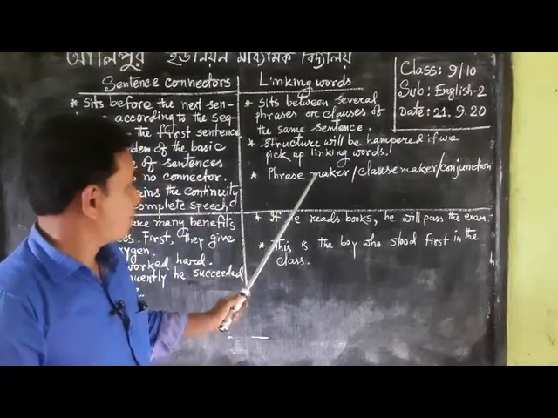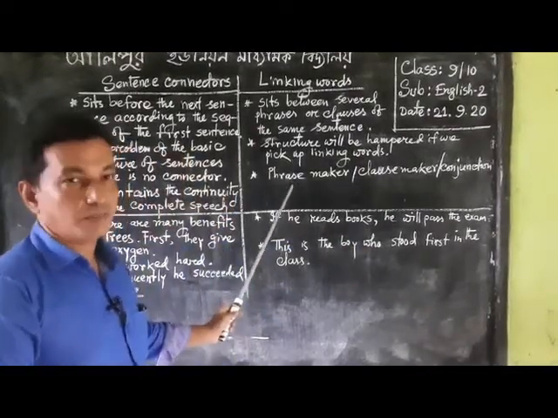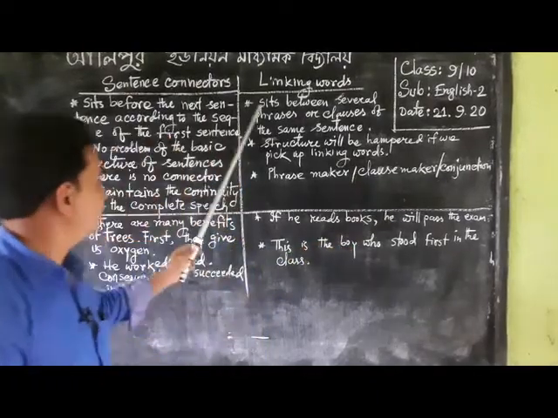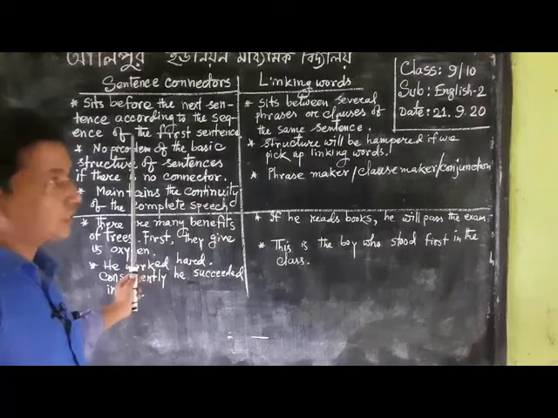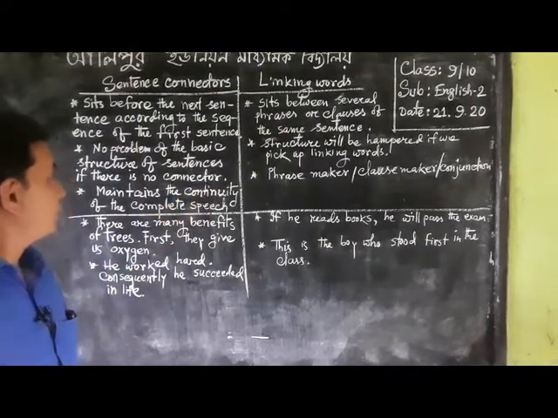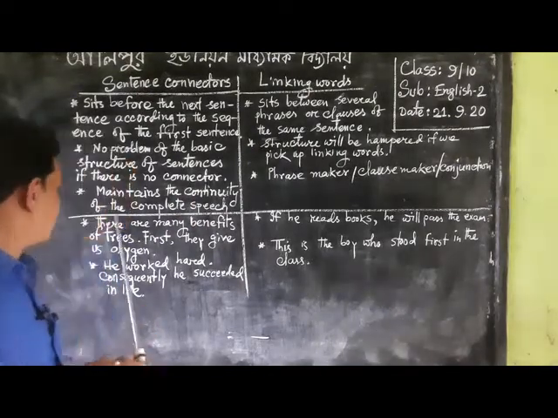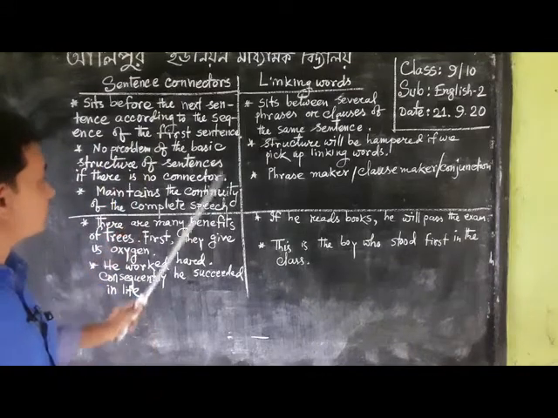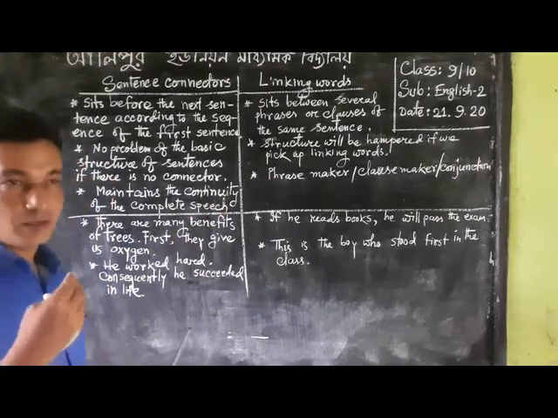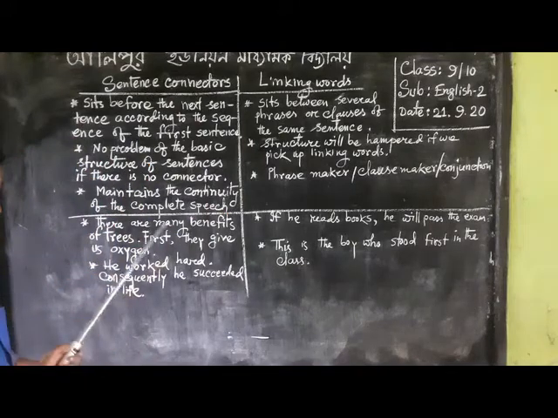The last of all, phrase maker, clause maker, conjunction. These words may be phrase makers, may be clause makers, and may be conjunctions. Okay, dear students, these are the features of sentence connectors and linking words. So now I am giving examples of sentence connectors and linking words. First of all, I am going to discuss the example of sentence connectors.